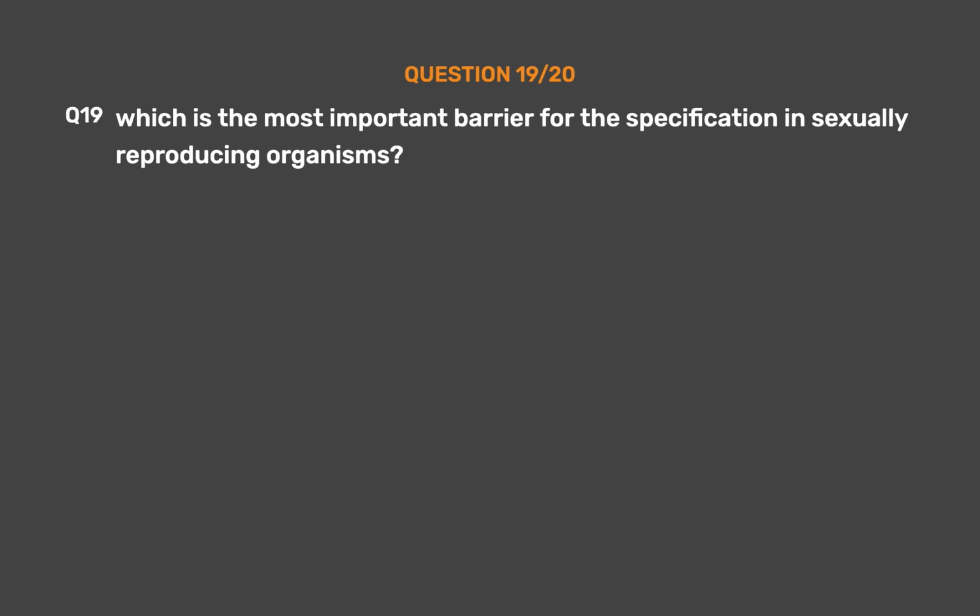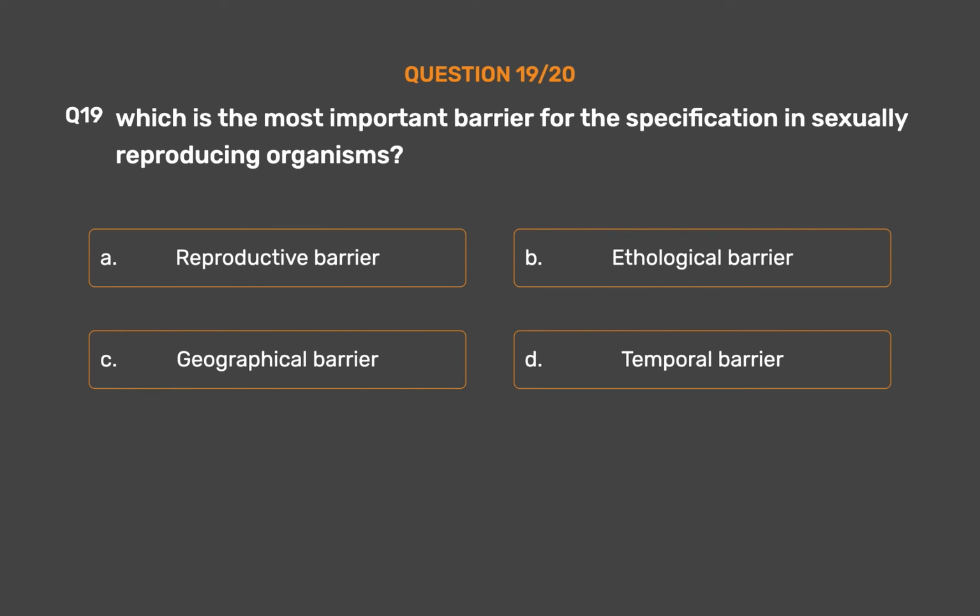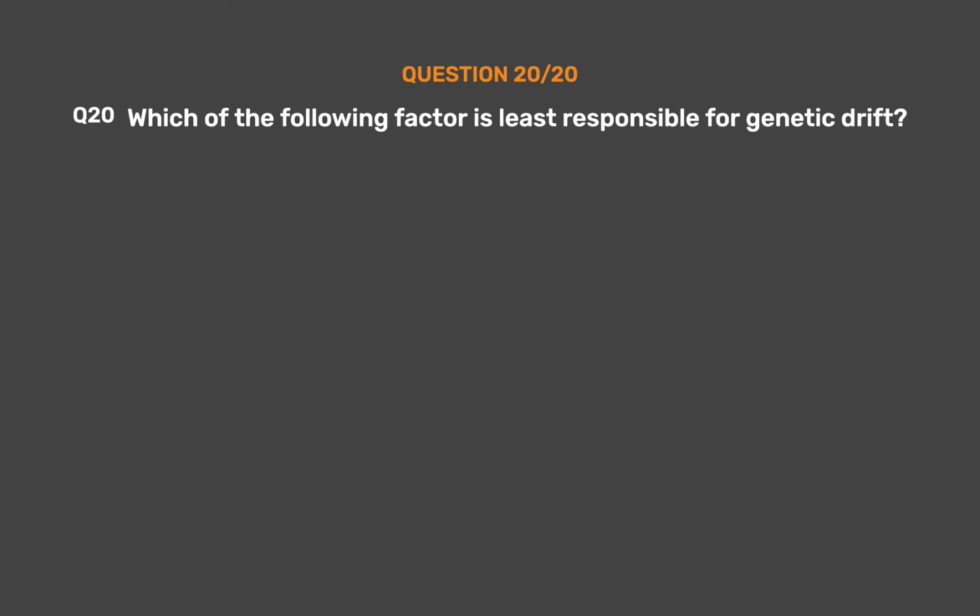Question number 19. Which is the most important barrier for speciation in sexually reproducing organisms? Option A, reproductive barrier. Option B. Ecological barrier. Option C. Geographical barrier. Option D. Temporal barrier. The correct answer is Option A. Reproductive barrier.